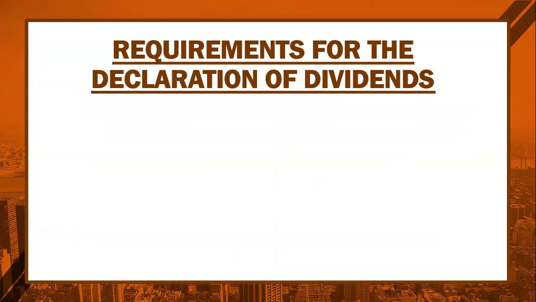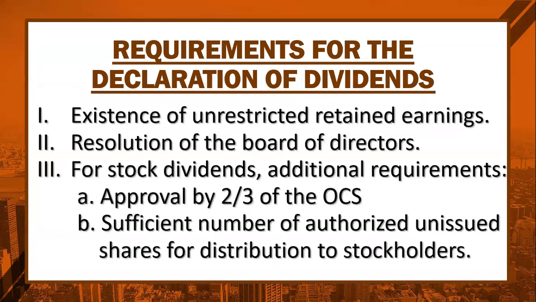Next, we will jump into the requisites or requirements of the declaration of dividends, stated in the first paragraph of Section 42 of the Revised Corporation Code. First, the requirement is the existence of unrestricted retained earnings. Just like I said a while ago, unrestricted retained earnings are not subject to certain conditions or specific purposes. Therefore, they are available for distribution of dividends. Kumbaga, dito kumukuha ng ipapamahagi na dividend sa mga stockholders. So, dapat may unrestricted retained earnings para magkaroon ng dividends yung mga stockholders, in which pwedeng ibayad na dividends sa stockholders ay cash, property, or stock.